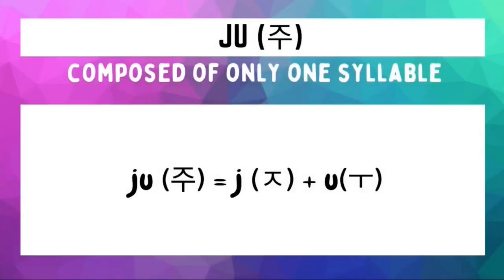How do we write 주 in Hangul? This is composed of just two characters. The first character is the jiat character, and the second character is an u character. So, to be able to write this in Hangul, we just need to combine the jiat and the u character.